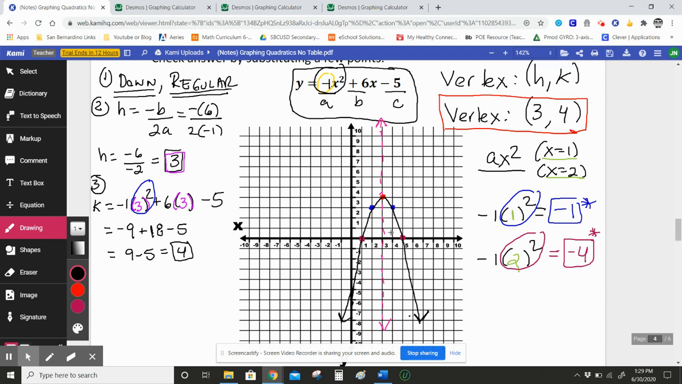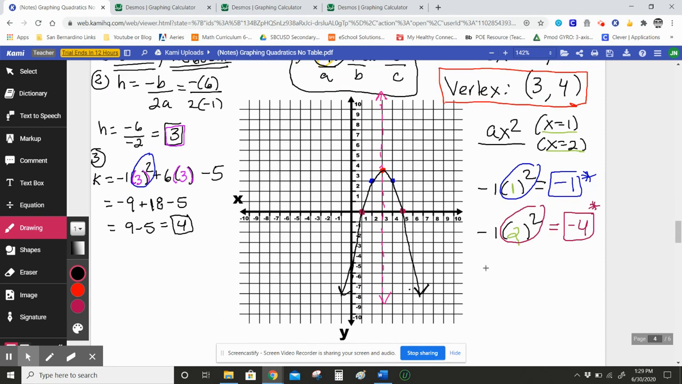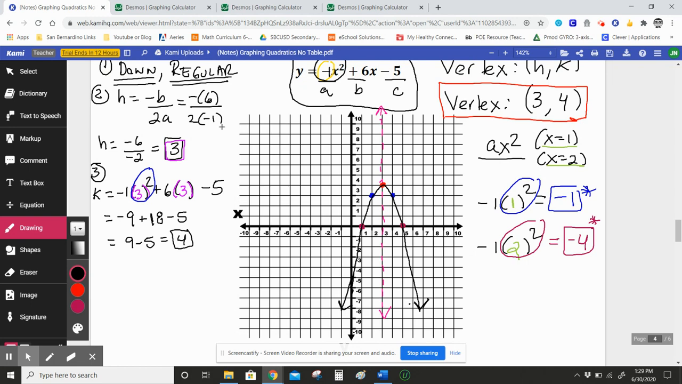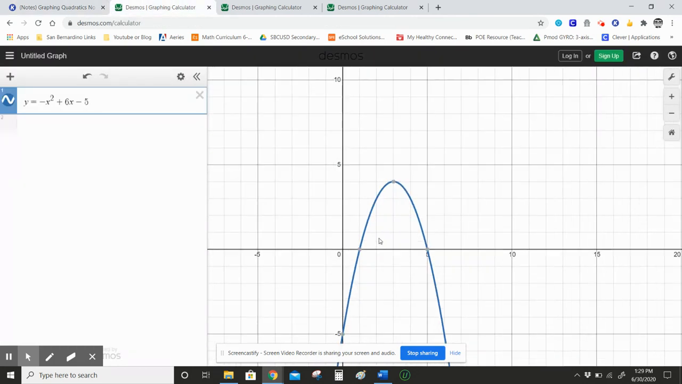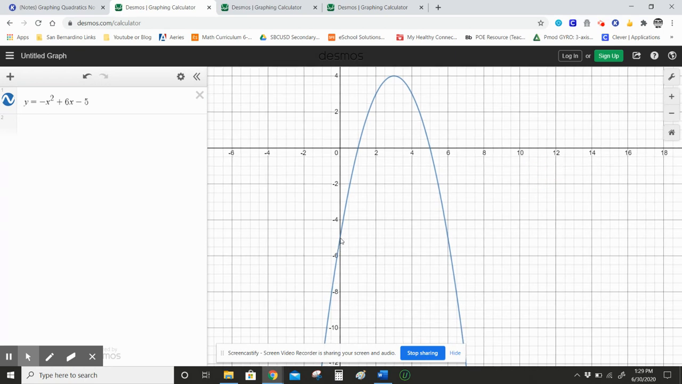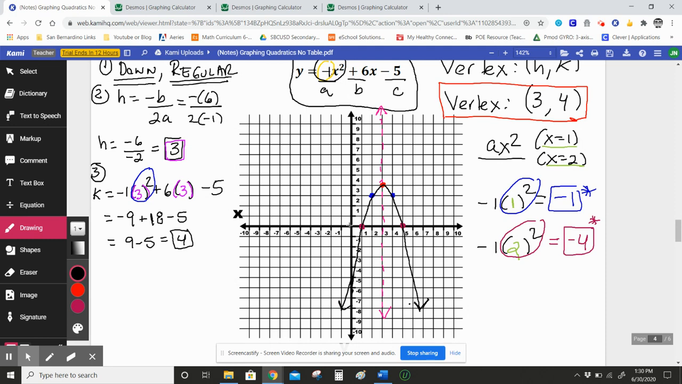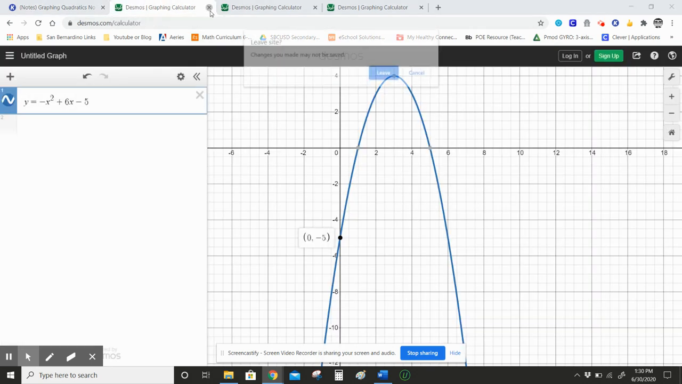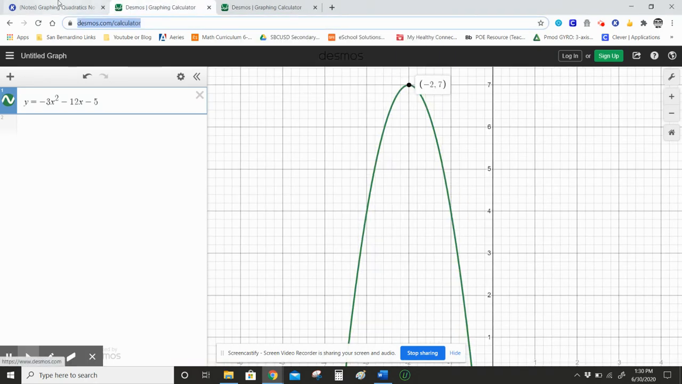So this is the vertex, which is at (3, 4). It touches the x-axis at x equals 5 and x equals 1, which is exactly what we have on this graph. Okay. Going a little bit further, if you wanted to figure out what the y-intercept is, you could still do that. The y-intercept crosses the y-axis at this point, which is (0, -5). If you notice, it also crosses at (0, -5) here. But then again, you could always get that by plugging in x equals 0.